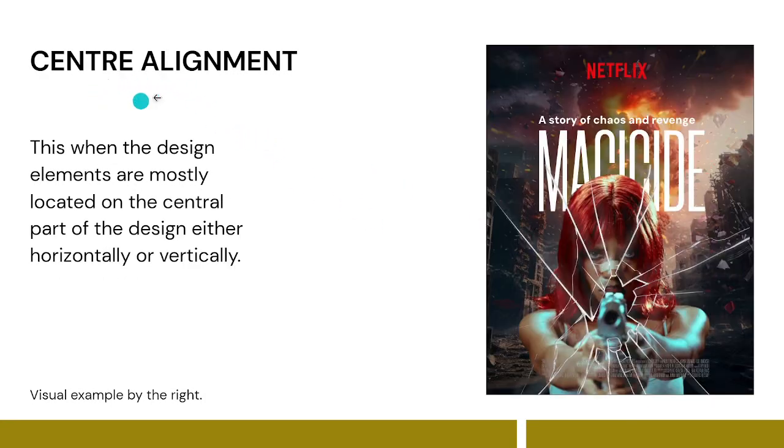Now for center alignment, this is when the design elements are mostly located on the central part of the design, either horizontally or vertically. There's a visual example here on the right. You can see the Netflix logo at the top, the title text, and the image of the main character of the movie in the central position of the design.